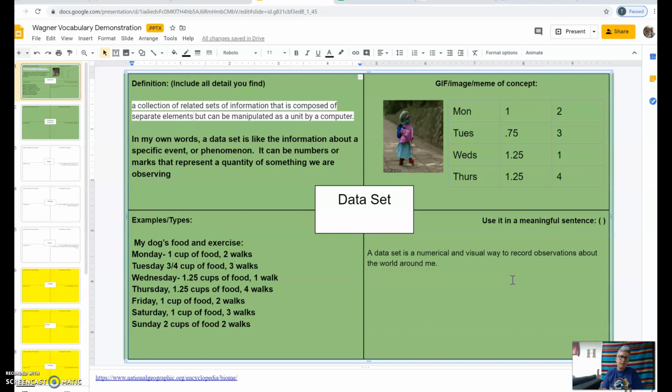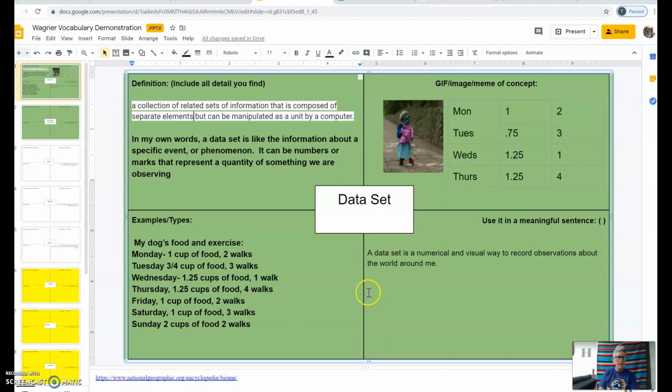Now the meaningful sentence isn't like a definition sentence, so you can't say a data set is a collection of related sets of information that is composed of separate. Now don't do that. We know better than that. We're in 7th grade now, and so we can make sentences that are meaningful, that show you know what the meaning of the word is, without just making a definition sentence. Go a step above that.